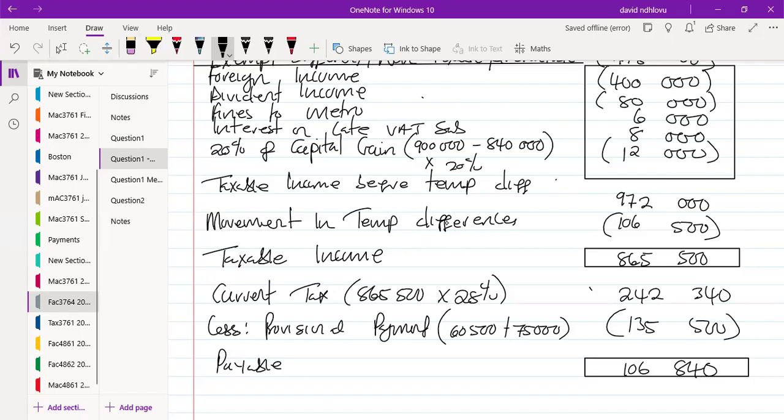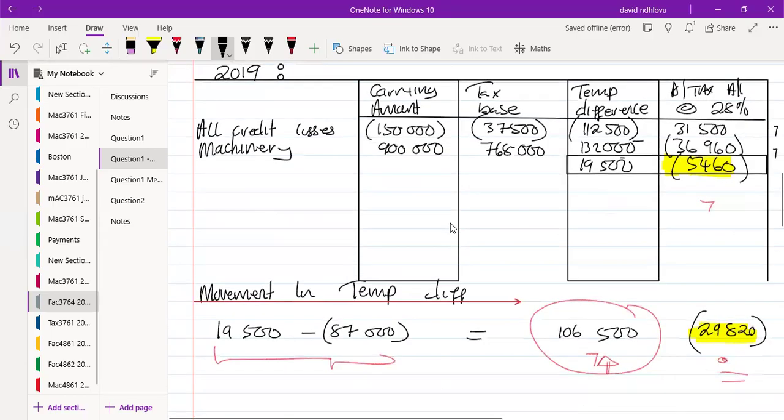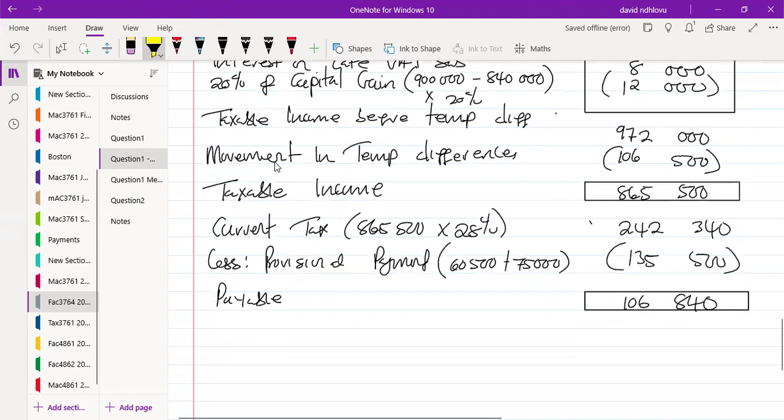So that is how you calculate your current tax figure. You don't have to list the temporary differences one by one. You calculate your deferred tax via the statement of financial position approach, and you note down the movement in temporary difference, which is the figure that, when you are calculating your current tax, you simply bring in, in the manner in which we did here.